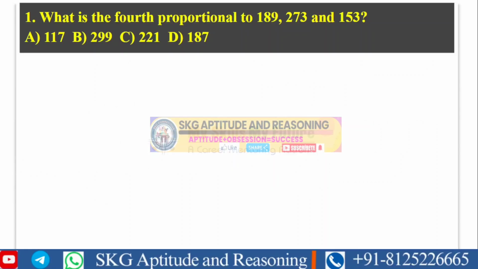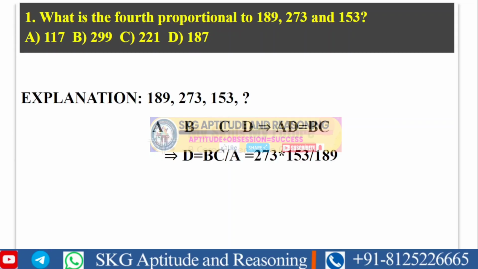Here is the first question. What is the fourth proportional to 189, 273 and 153? All you need to remember is AD is equal to BC, or the product of extremes is equal to the product of means. We have four options for that question. I assume 189 as A, 273 as B, and 153 as C, and we need to find the fourth proportional, that is D.